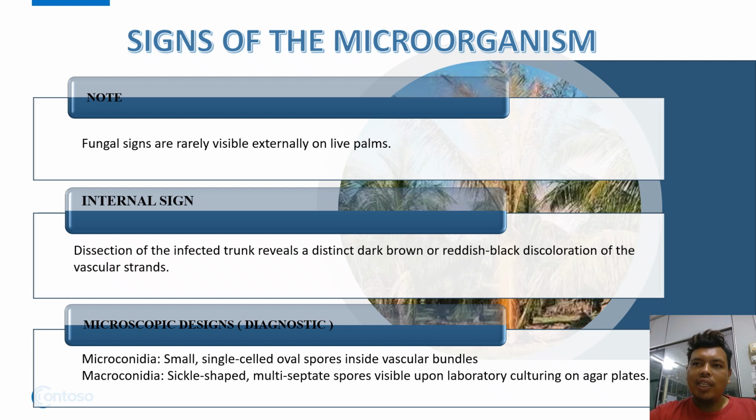Dissection of an affected trunk reveals an obvious diagnostic sign: severe dark brown or reddish-black discoloration of the internal vascular strands. Under a microscope, we verify the infection by identifying two types of spores: tiny single-cell microconidia inside the vascular tissue and larger, signature sickle-shaped multiseptate macroconidia after culturing the sample in the laboratory.